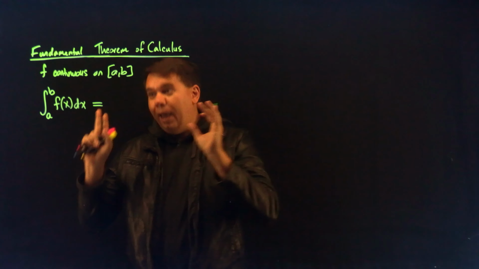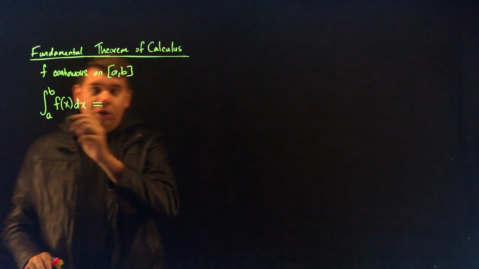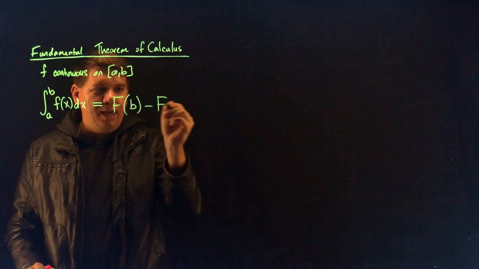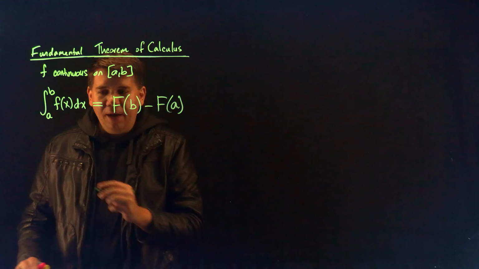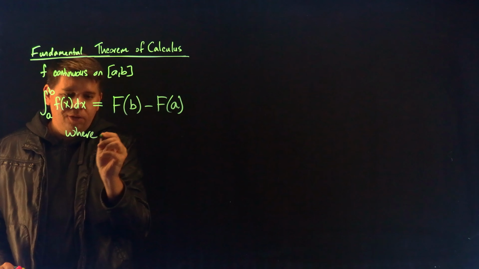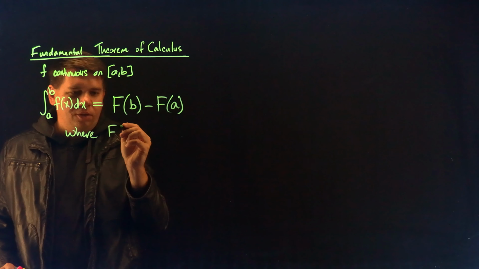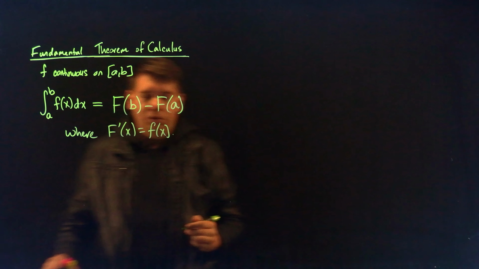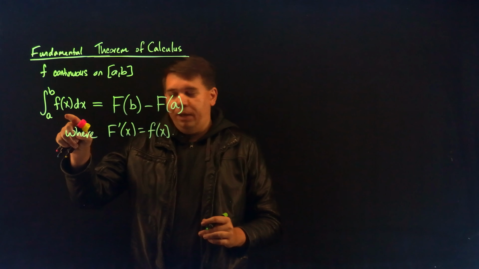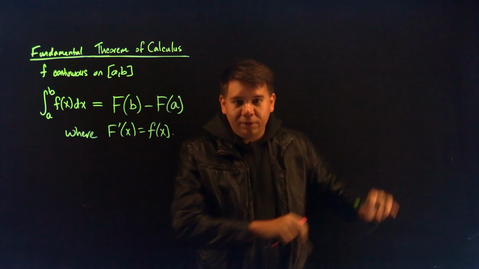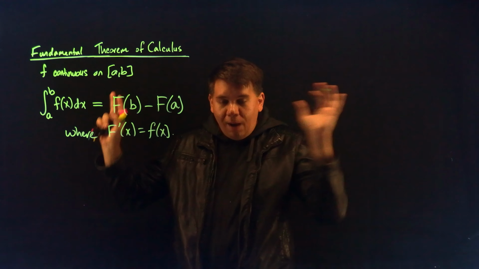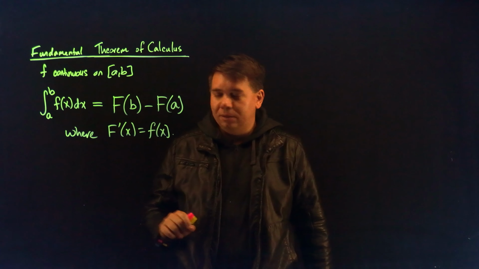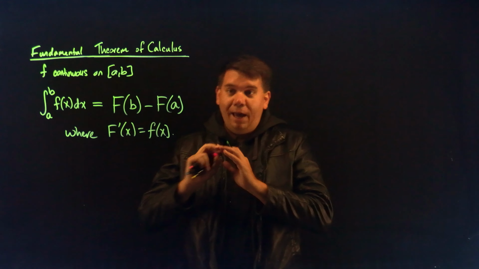Here we go. How do we solve this? It's just big F of b minus big F of a. What is big F? Big F is just an antiderivative. It's an antiderivative of little f. So the derivative of big F is little f. So that's it. You want to solve a definite integral? Don't worry about Riemann sums. Don't worry about geometry. Just find the antiderivative and plug in the limits. Plug in the a, plug in the b, and you're done.